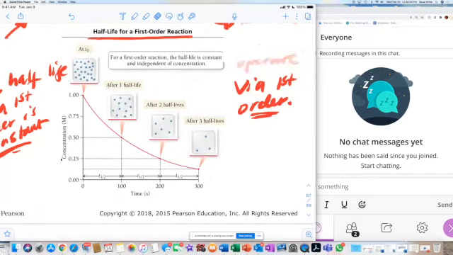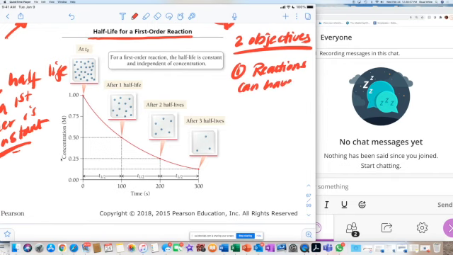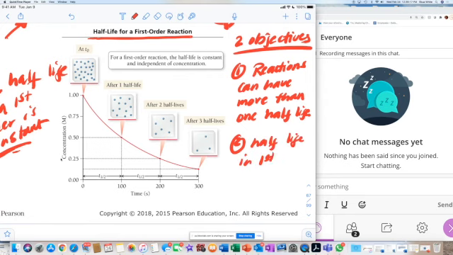I'm trying to write stuff here. I feel like I need more space. I don't want to add a page because I want to write it around here. So two objectives in the picture. Number one, reactions can have more than one half-life based on what the definition of half-life is. Number two, half-life in first order is constant.